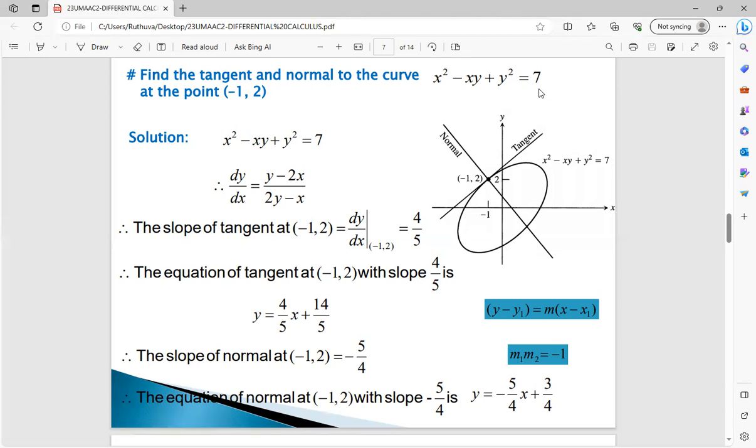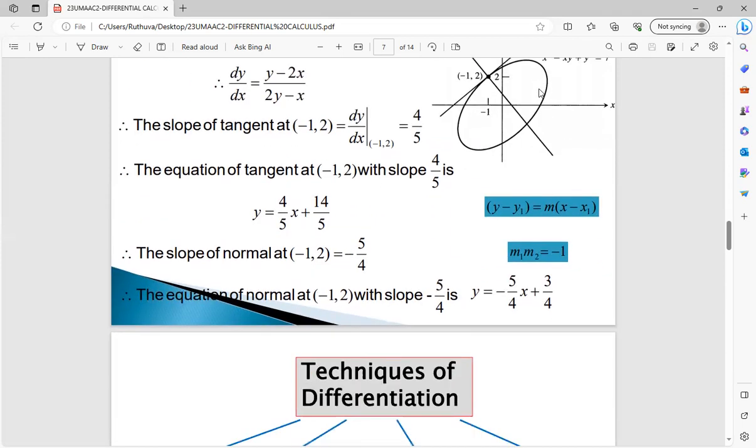Similarly, we have to find the slope for the normal at the point minus 1 comma 2. Again we substitute the point in this slope. The equation of the normal at minus 1 comma 2 with slope minus 5 by 4 is y equals minus 5 by 4 x plus 3 by 4.